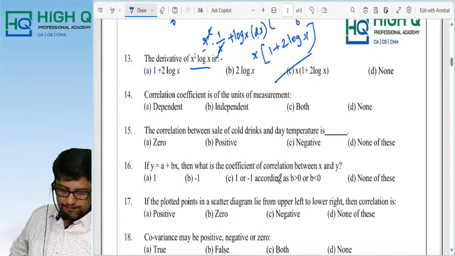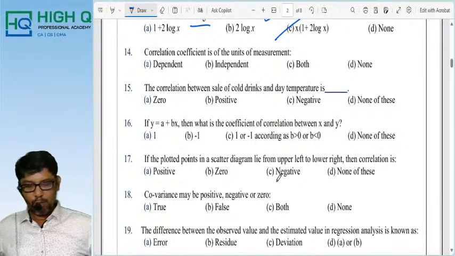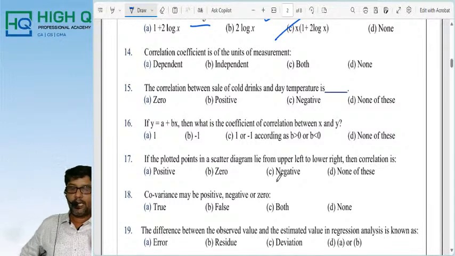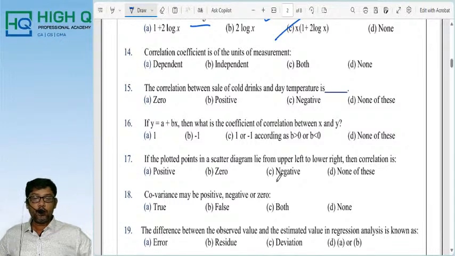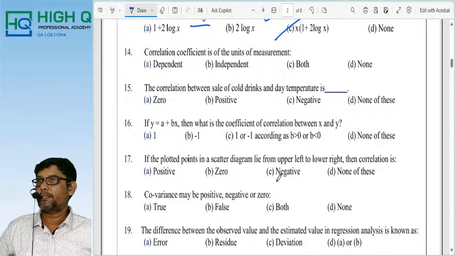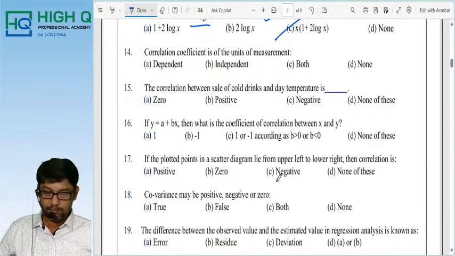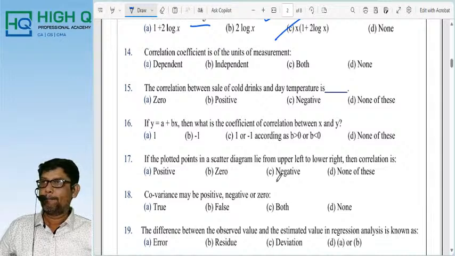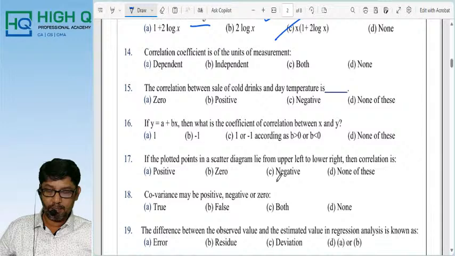Great. Yeah, question 14. I want you to give me the answer. Correlation coefficient is dash units of measurement.